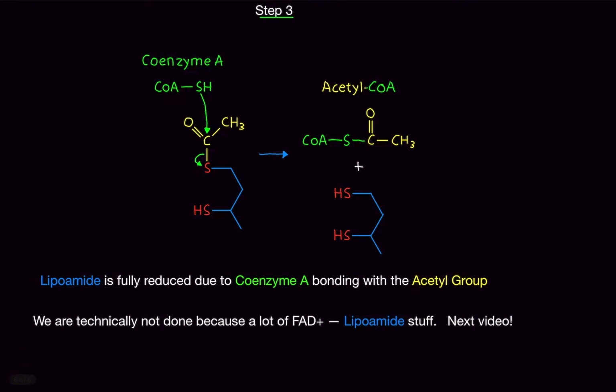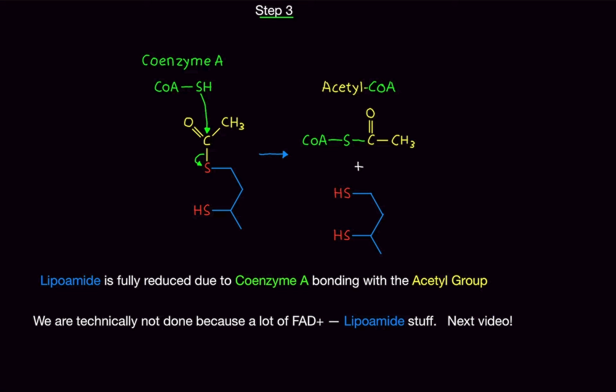Step 3. This random CoA molecule, called coenzyme A, will attack the acetyl group. And it will basically break away from the lipoamide. So this is now free, and it's now fully reduced. And now the acetyl group is joined with the CoA, making acetyl-CoA. That's it for the main part of it.